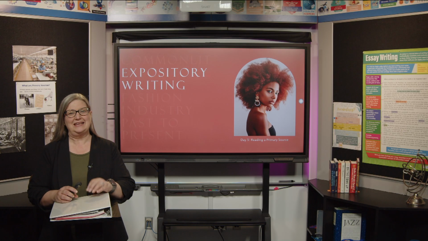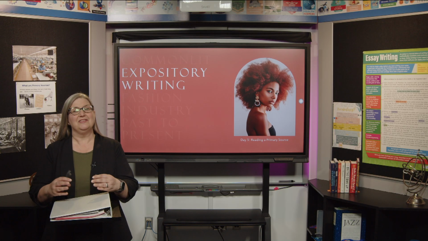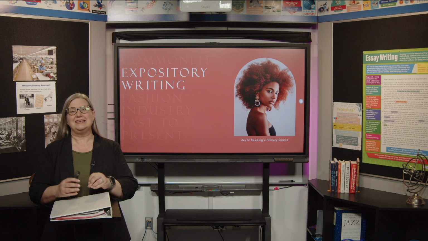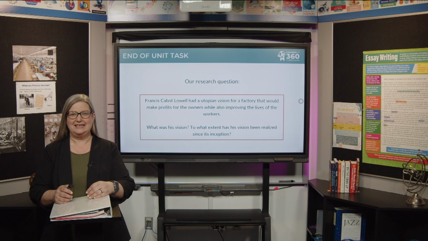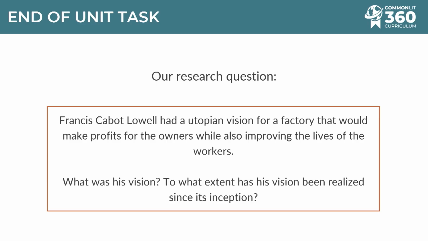We have been working on a CommonLit unit about the fashion industry, and at the end of this unit we will be doing an expository writing task. As you can see on your screen, our research question states: Francis Cabot Lowell had a utopian vision for a factory that would make profits for the owners while also improving the lives of the workers. What was his vision? And to what extent has his vision been realized since its inception?